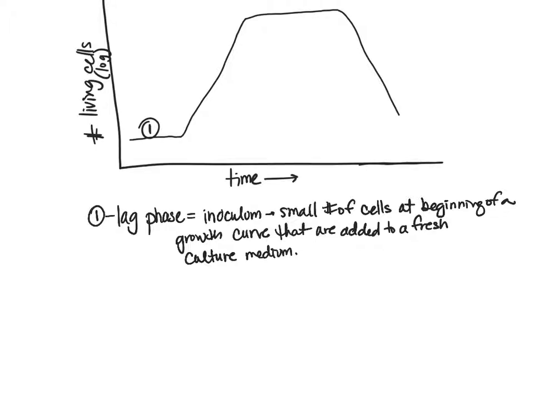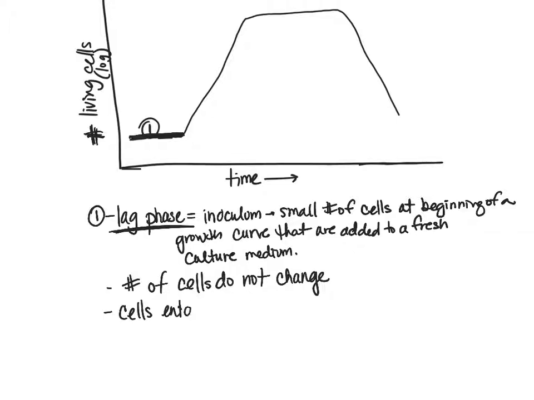So in this lag phase, so this part right here, the number of cells does not change. You can see that, of course, because the line is straight here, parallel to the bottom line. There's no increase. The number of living cells stays the same. At this point, however, what is happening is that the cells are going to enlarge and they're metabolically active.